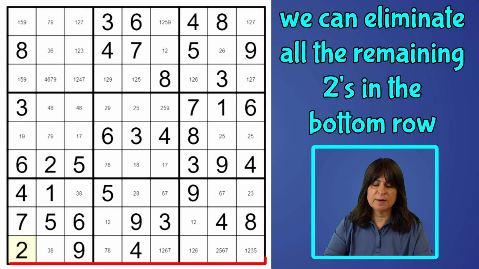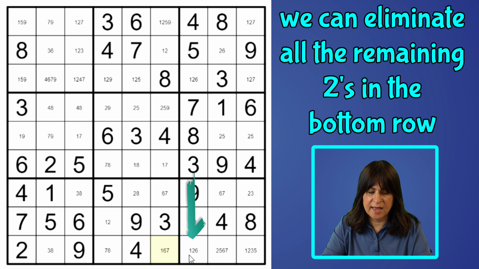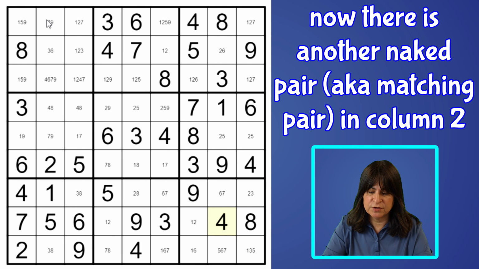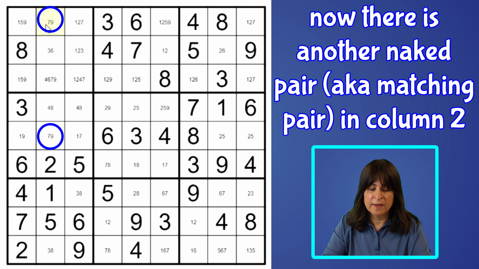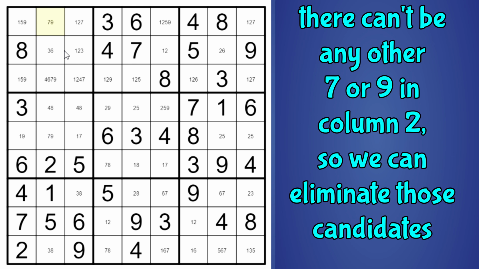And now let's clean up the bottom row and eliminate all the remaining 2s. So let's get rid of this 2 and this and here and here. And I think that takes care of everything. Okay, so now we have another naked single or matching pair here in column 2, the 7 and 9. So one of these 2 cells in column 2 is a 7 and the other is a 9. There can't be any more 7s or 9s in the column, so I can get rid of the 7 and 9 in this cell.